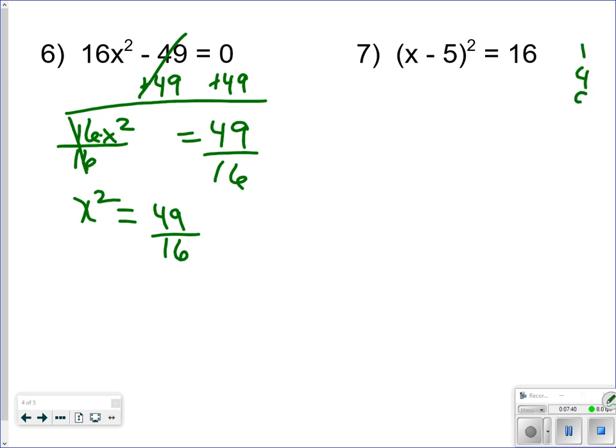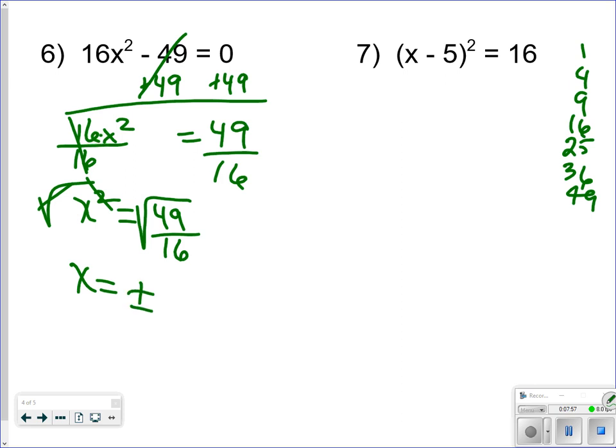I'll put those numbers back up here one more time. And I'm going to stop right there. Both of those numbers are visible, 49 and 16. So we can go ahead and do our square root both sides, cancel, x equals plus and minus every time. Start with plus and minus. And what does 49 come from? Over what does 16 come from? Answer is plus or minus 7/4.